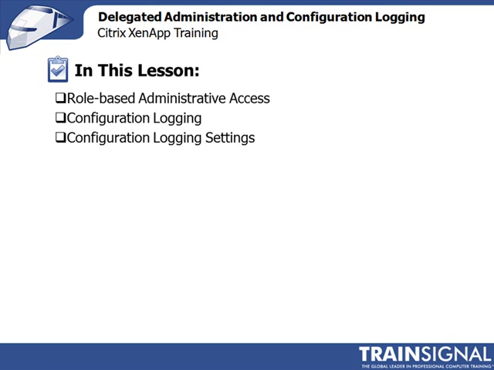Configuration logging is a very helpful and useful tool within the Citrix farm because it tracks every change that is made and it logs that change into a database against which you can then run reports and figure out who made the change, when the change was made, etc. We're going to talk about how you can configure the configuration logging settings and what different types of settings you can have.